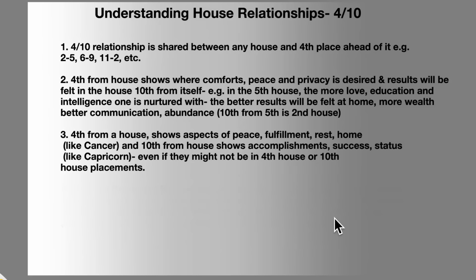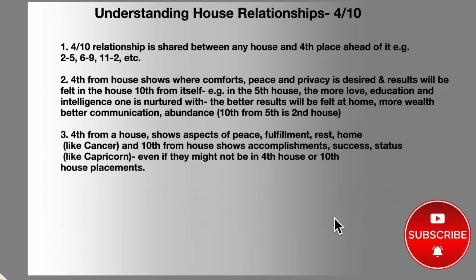Now let's understand the 4-10 relationship in the Navamsha studies. This is the relationship between a house and a house which is fourth from itself. Let's say the first house and the fourth house, for example. Whatever goes on in the position fourth from a house will affect the house 10th from itself, meaning the one from which we counted. That's the 4-10 relationship. Yes?